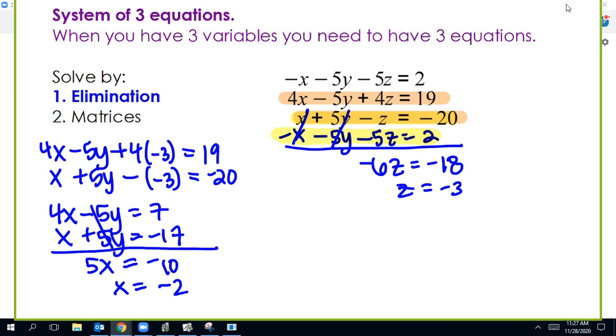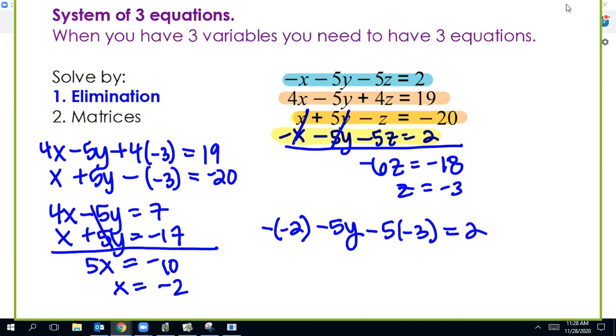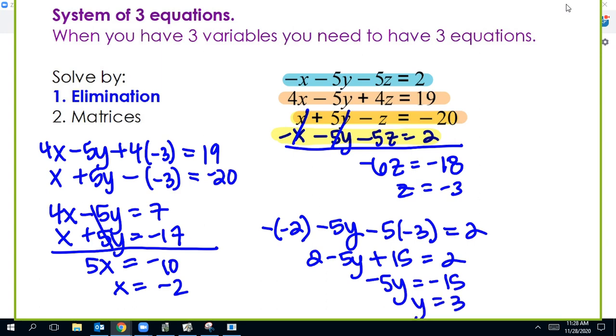And now I'll just take that top equation. I haven't used it yet. I don't have to use it, but I can just take that top equation and solve for the y now. So I have negative, I know x is negative 2, minus 5y minus 5z equals 2. So we'll just clean this up a little. That's 2 minus 5y plus 15 equals 2. And then the 2's cancel, subtract the 15, negative 5y equals negative 15, and y equals 3.